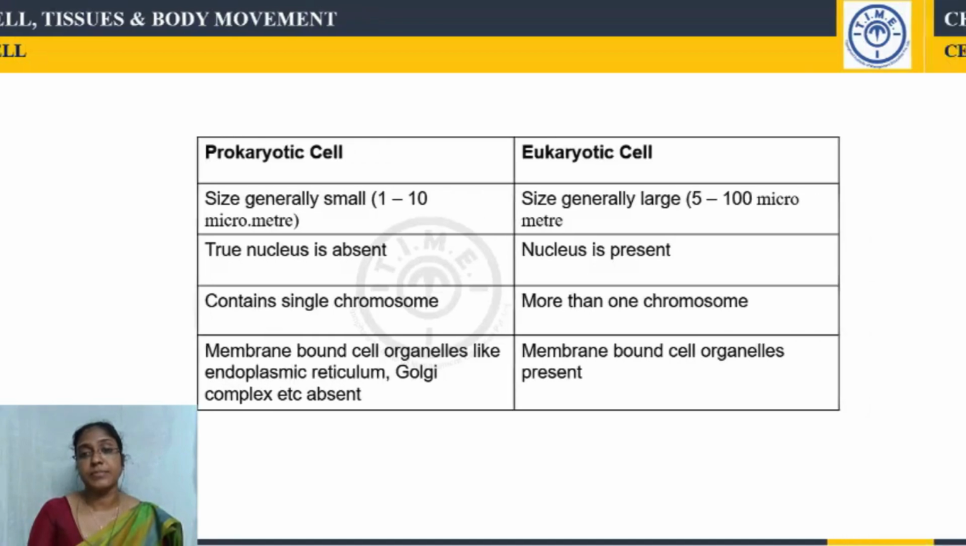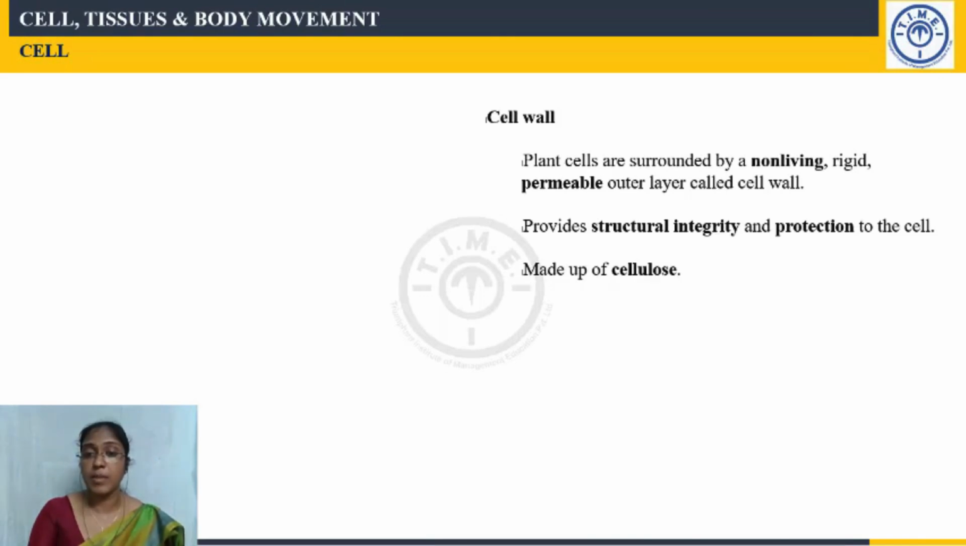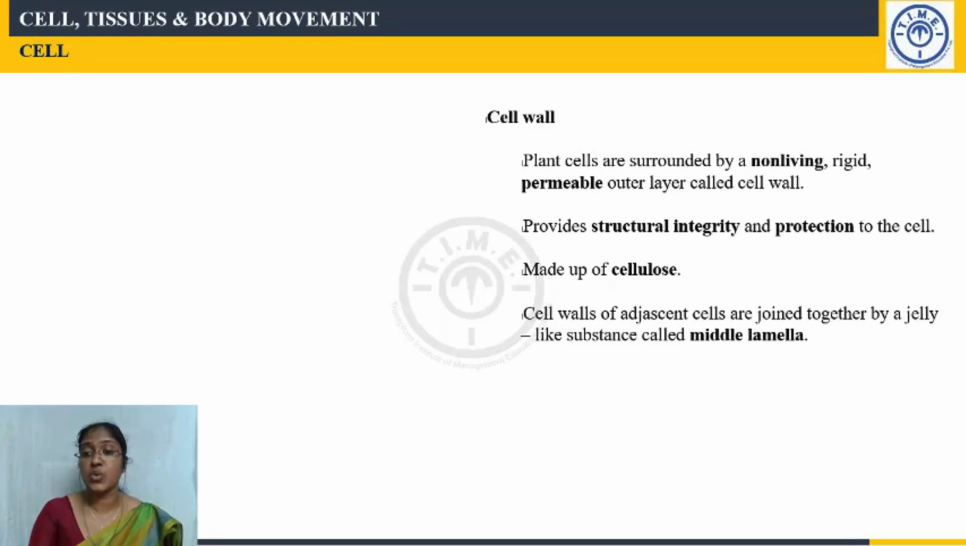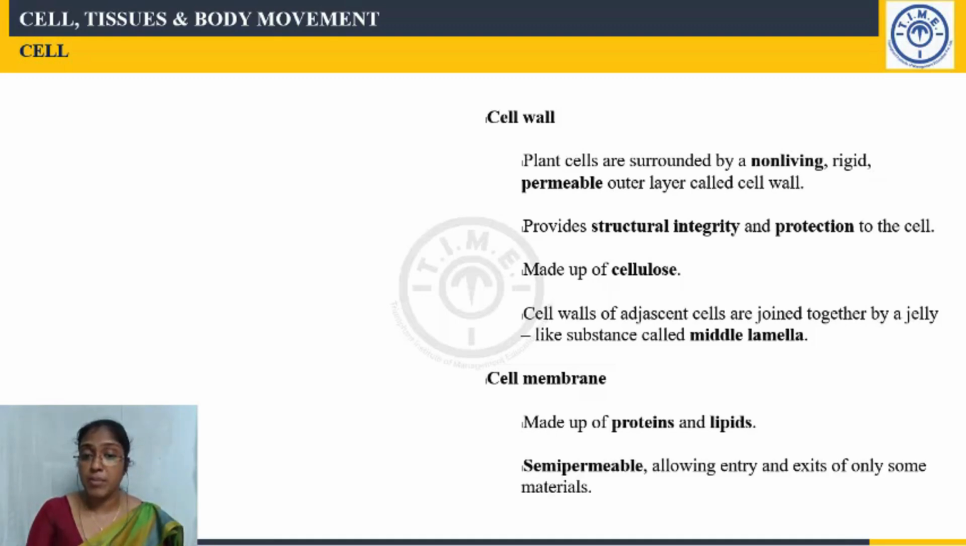Then the cell wall of plant cells is non-living, rigid, and permeable. It is made of cellulose, giving mechanical strength and rigidity to the cell. And what about the cell membrane? It is made of proteins and lipids. It is semi-permeable, also known as selectively permeable, because it allows the entry and exit of only some materials. This is the structure.